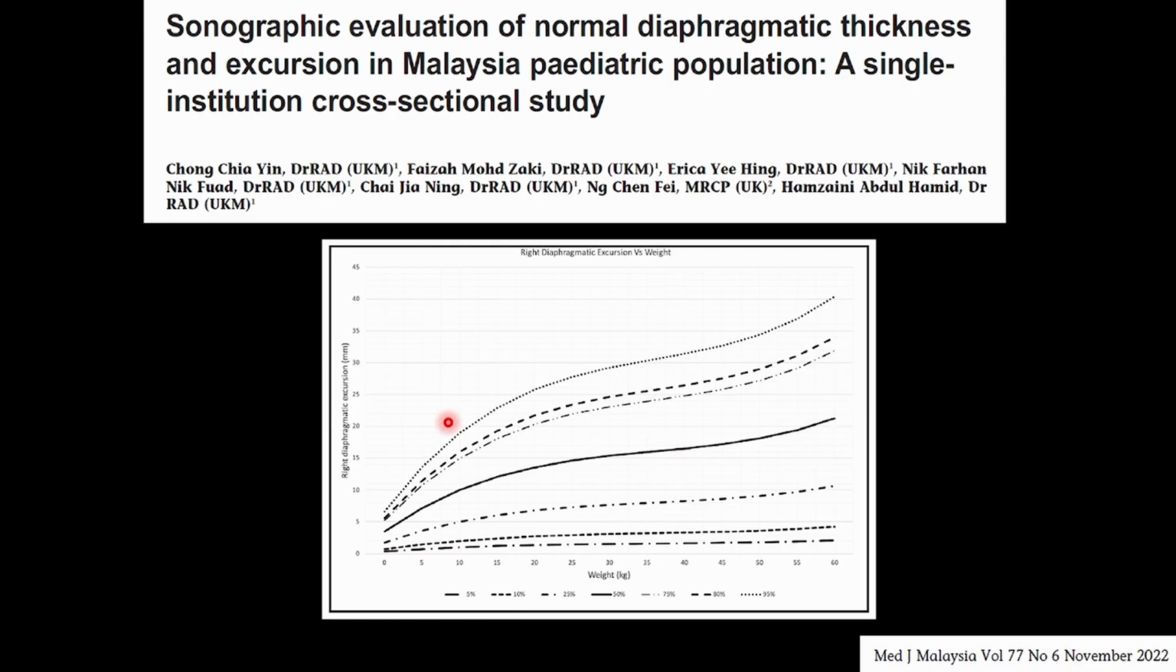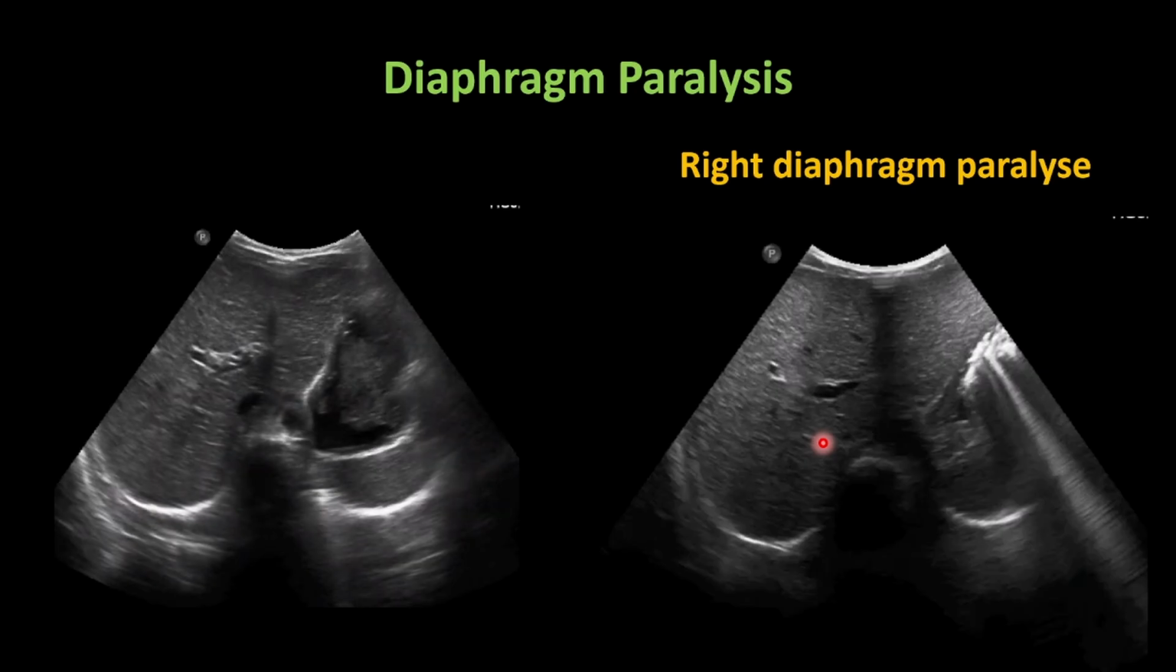It can be up to about 2.3 centimeter or 23 millimeter. So unfortunately, because the ranges vary quite a lot, as compared to adults, for pediatrics it is quite difficult to give a value that can assist us to see whether the diaphragm excursion is within the limit or not. So the best way is to just refer to the nomogram, or even the eyeballing itself can sometimes tell us whether the diaphragm is moving well or not.